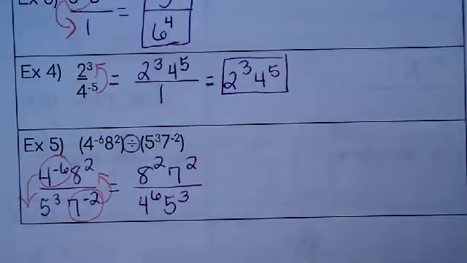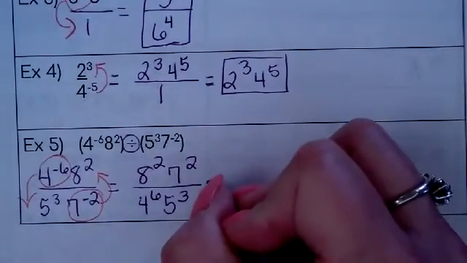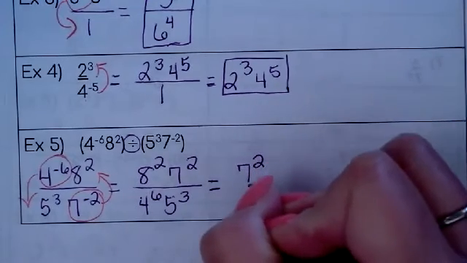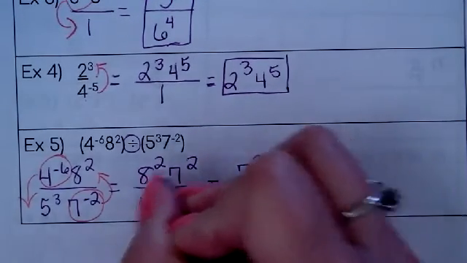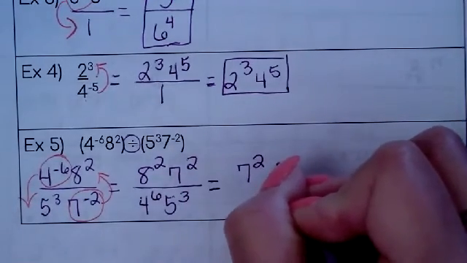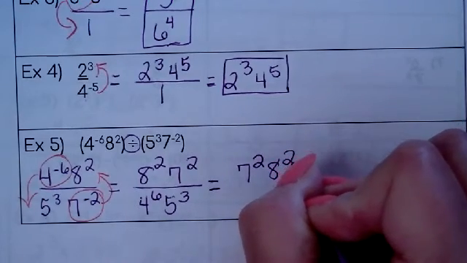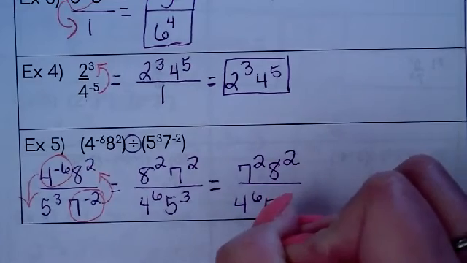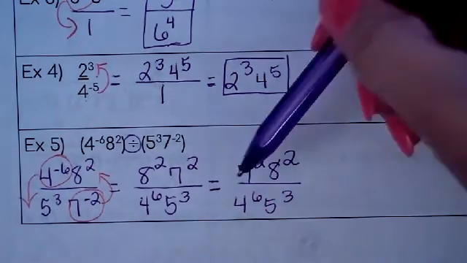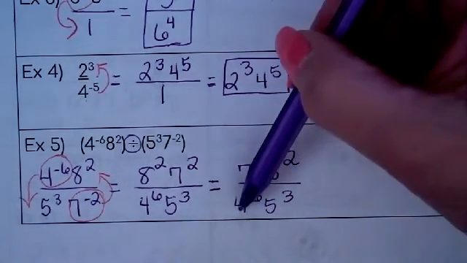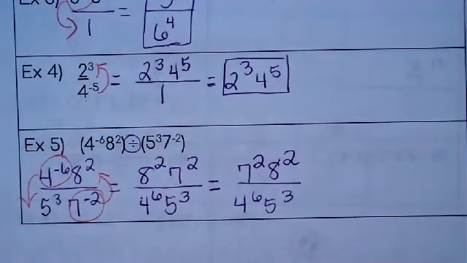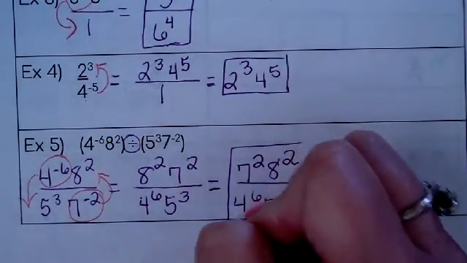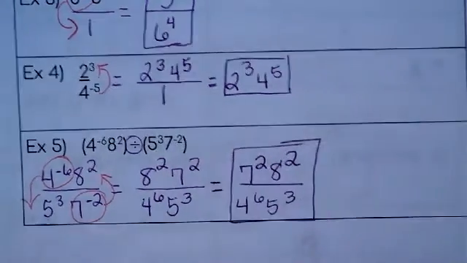Now, I will say this is a good answer, but a lot of times people will rewrite it and put these base numbers like the 7 and the 8 in ascending order. So 7, then 8, 4, and then 5. They're in order from smallest to largest, or in ascending order. And there is my answer.